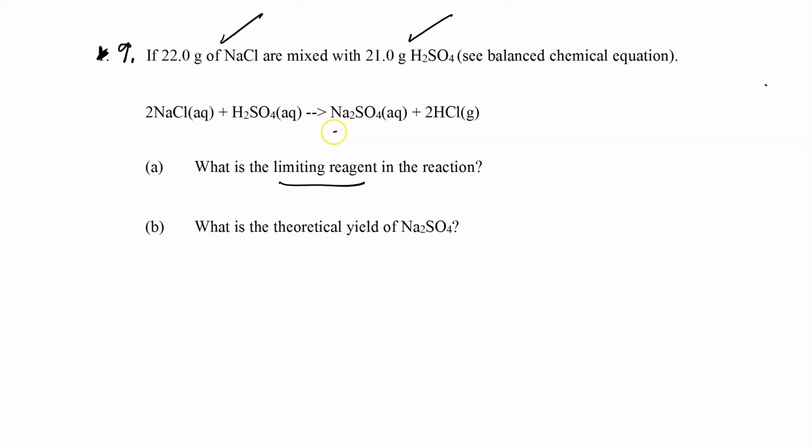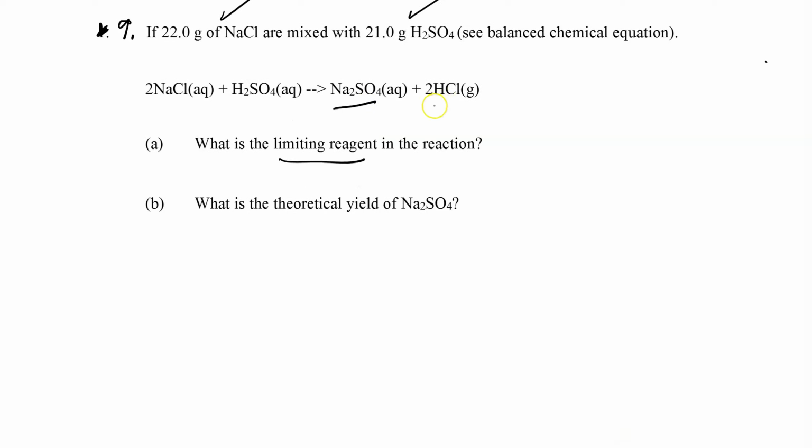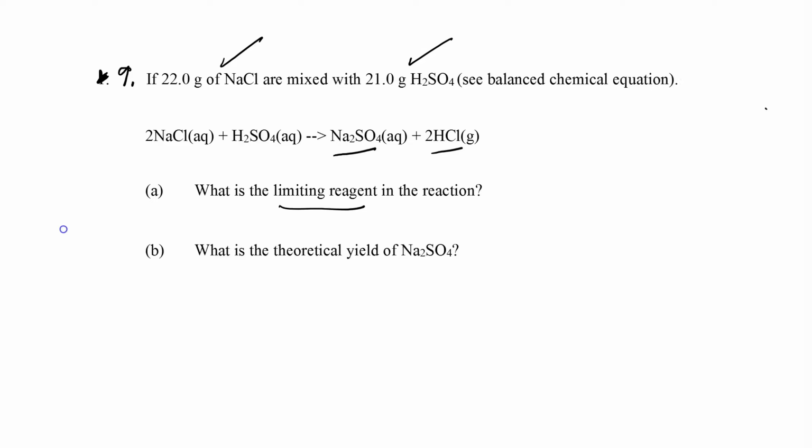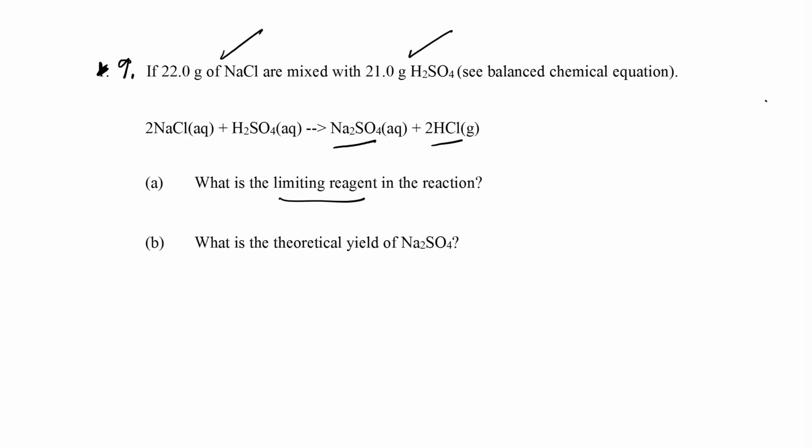The amount of product formed, whether it's sodium sulfate or hydrochloric acid, is going to depend on the amount of the limiting reactant. So we have to first determine that. We're going to need the molar masses, so to save some time, let's just write the molar masses of our two reactants here. Sodium chloride has a molar mass of 58.44 grams per mole, and our sulfuric acid has a molar mass of 98.09 grams per mole. We'll deal with sodium sulfate later.